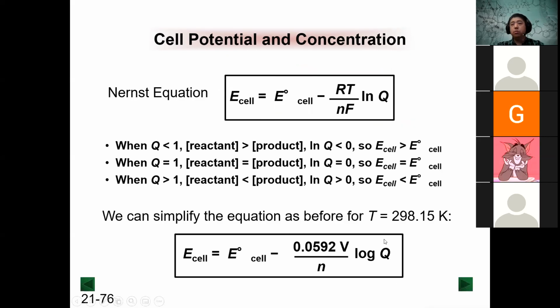Same situation, rewrite it at 25 degrees Celsius. So the Nernst equation, 0.0592, becomes log of Q. And if we're dealing with concentration cells, this would be 0. And in this case, we're not, so this is not 0.